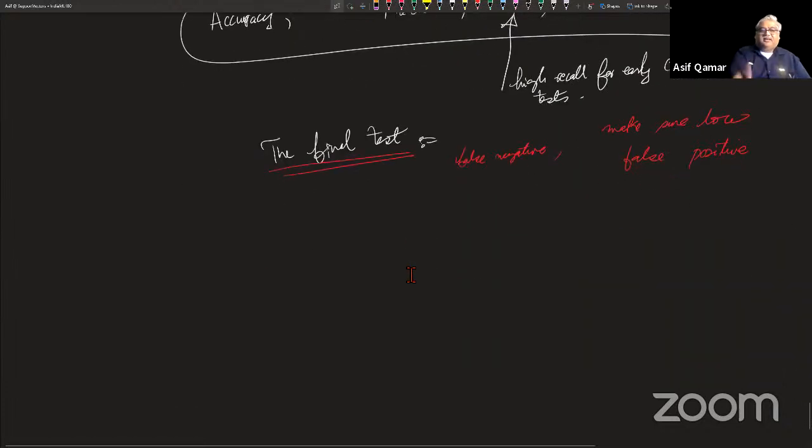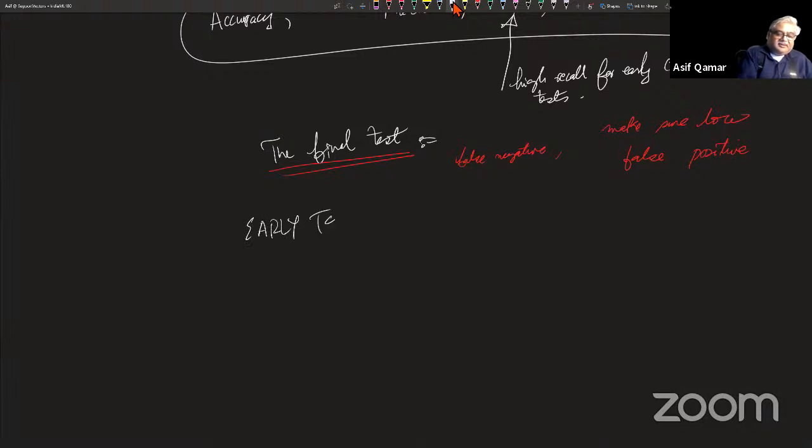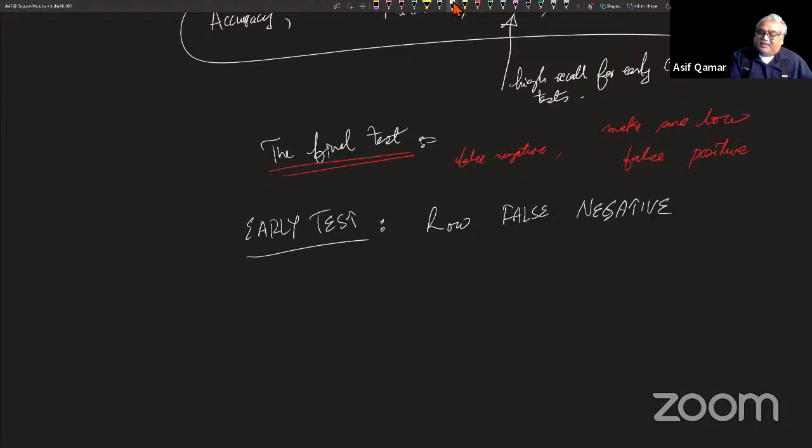So let me summarize it a little bit for you. See, in the early test, the first test, suppose there's a machine learning model there. What you want to do is have low false negative. What is the definition of false negative? It means you do have cancer, but this test missed it. That is very dangerous because you go home, live your life happily, and a few months later, you get the shock that it has spread all over. So the early test must have low false negative.